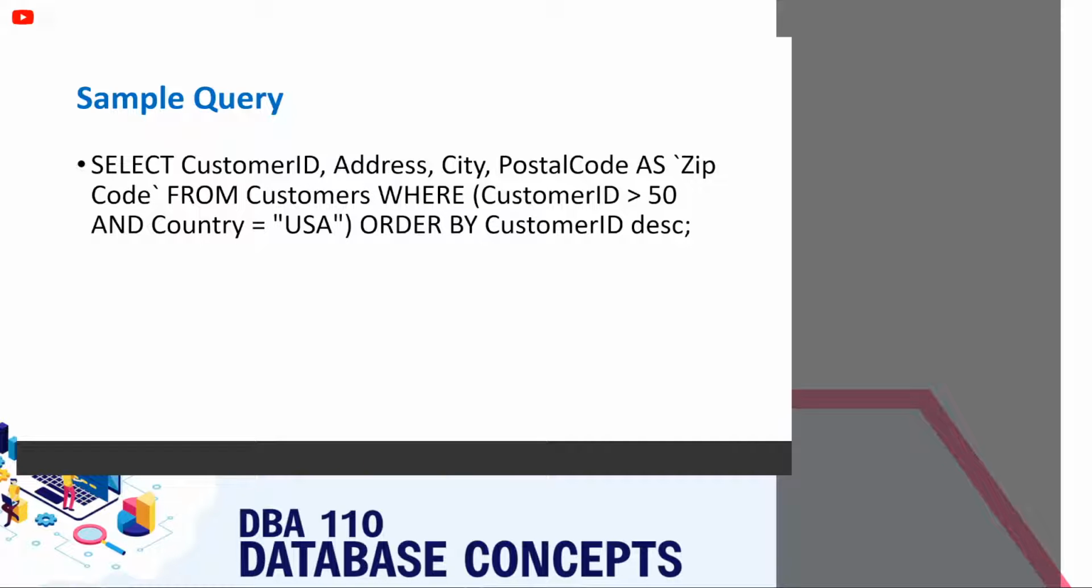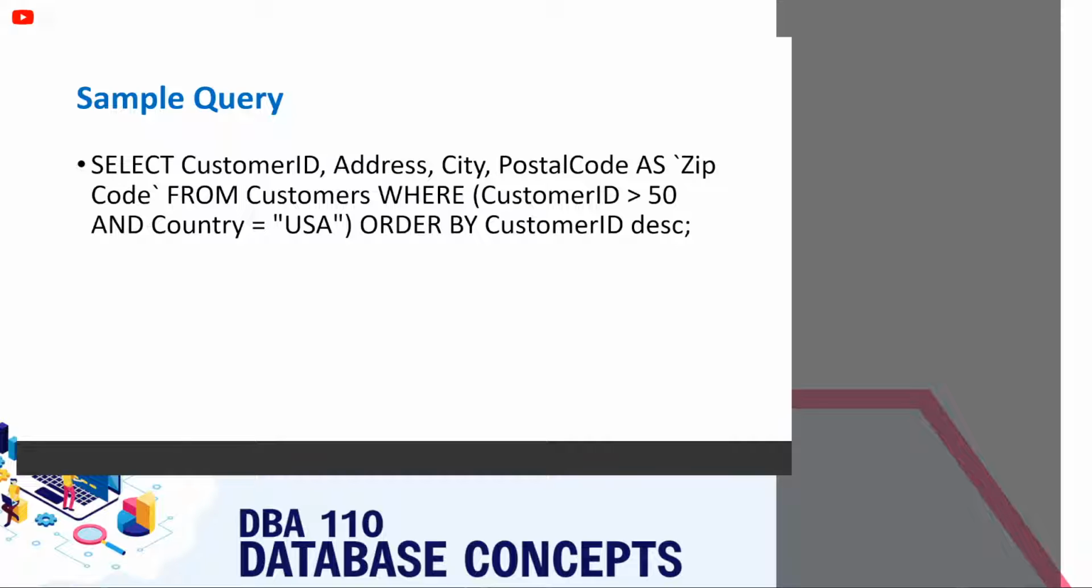Order by customer ID descending, DESC. So we're ordering by customer ID, but we are reversing it, and we're going from big to small in this instance. What this is going to pull back for us is 4 columns of data: customer ID, address, city, and zip code from a customers table. And remember that these sample queries are from a hypothetical store table here.